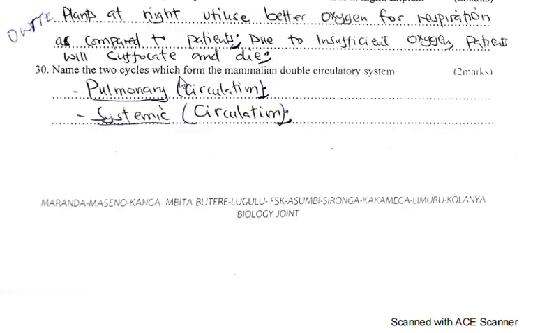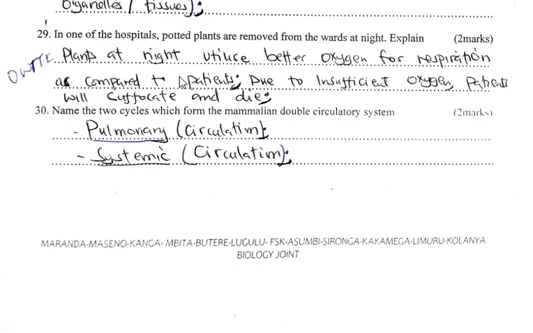Question 29. In one of the hospitals, potted plants are removed from the wards at night. Explain. And this is because the plants at night utilize oxygen for respiration as compared to patients. And due to insufficient oxygen, the patients will suffocate and die. And that is why the potted plants are removed from the wards at night.